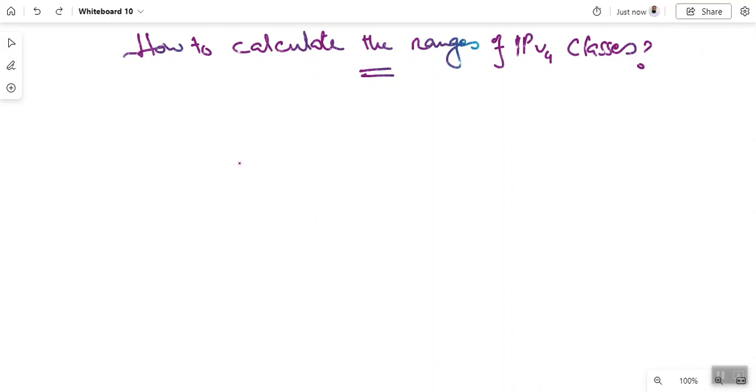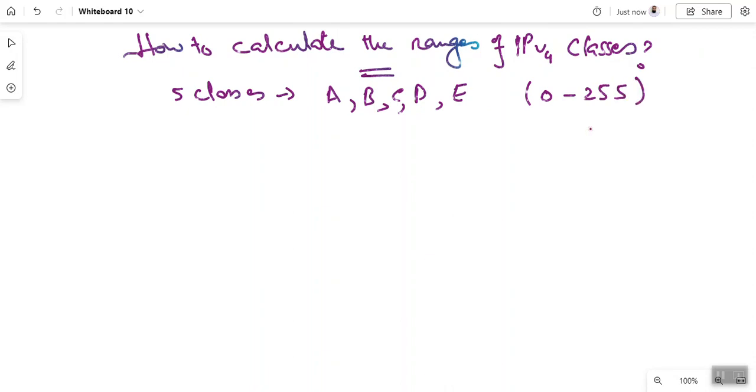In today's lecture, we will study how to calculate the ranges of IP version 4 classes. As we have studied, we have 5 classes in IP version 4, and these classes are A, B, C, D and E. We have studied in our previous lecture about the IP version 4 address that the complete range is from 0 to 255, and for each class there is a specific range out of this whole range. So today we are studying how to calculate the range of class A, B, C, D and E.